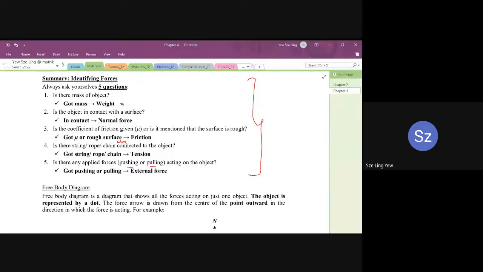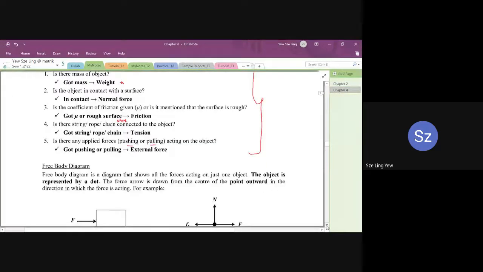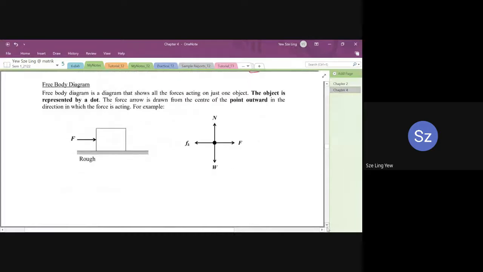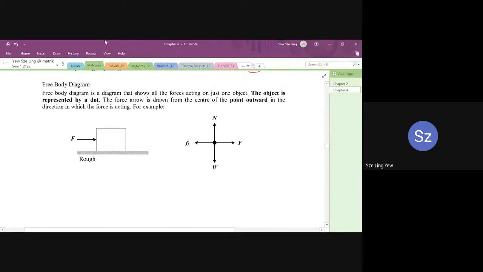Okay. So before we proceed to the next part, there's one more thing that I want you to take note of, which is the free body diagram. A free body diagram is very important in chapter 4. So what does it mean? A free body diagram is a diagram that shows all forces acting on just one object. Sometimes questions will state, draw the free body diagram for object A.